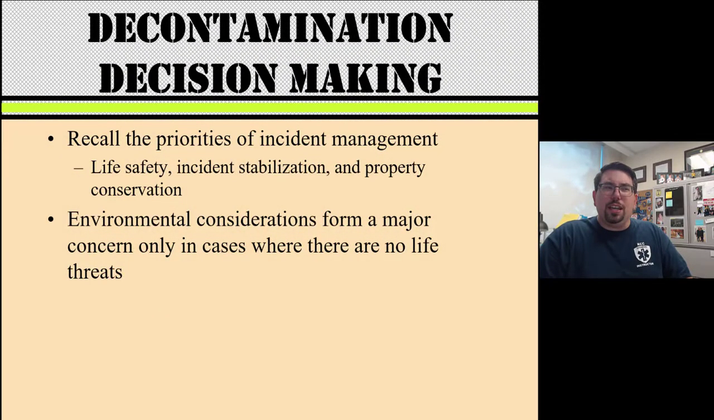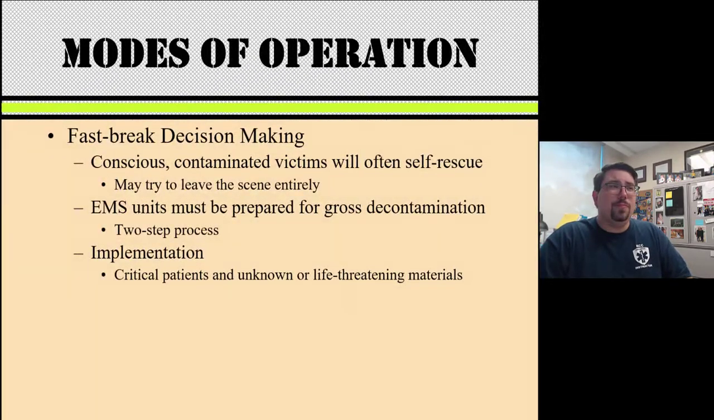Now, for decision making, we have to recall the priorities of incident management. Remember: life safety, incident stabilization, and property conservation. Environmental considerations form a major concern only in the case where there is no life threat. Otherwise, life threats will be the first priority that we deal with, and environmental concerns are the most immediate second.